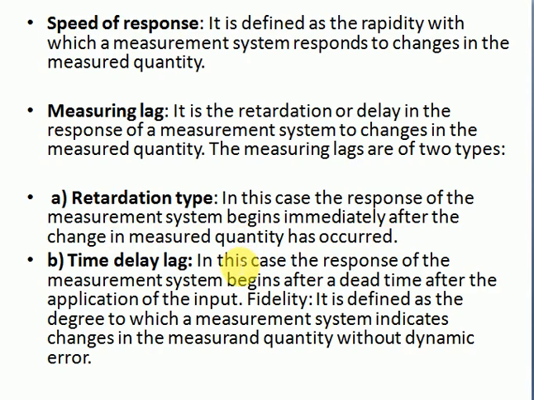Second one is time delay lag. The response of the system starts after a dead time once the input is applied. Retardation lag causes dynamic error, and time delay lag also causes dynamic error. In this case, the response of the measurement system begins after a dead time, after the application of input. And fidelity, as I told, is defined as the degree to which a measurement system indicates change in the measured quantity without dynamic error.